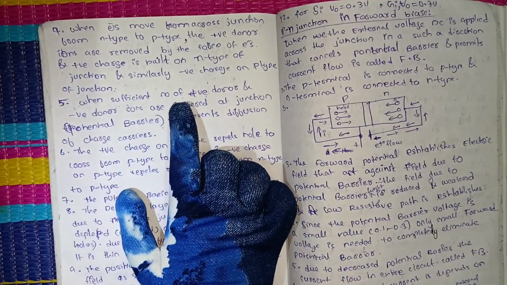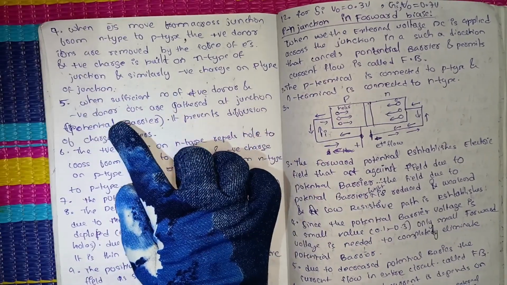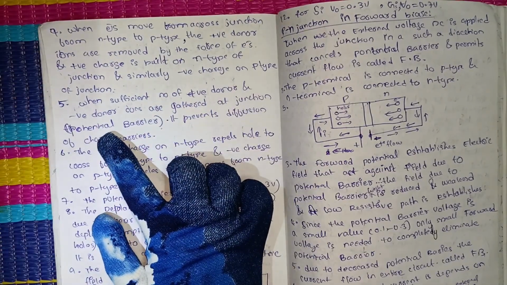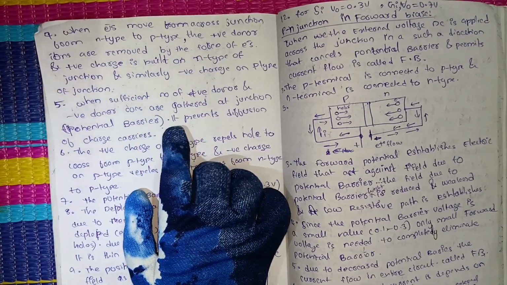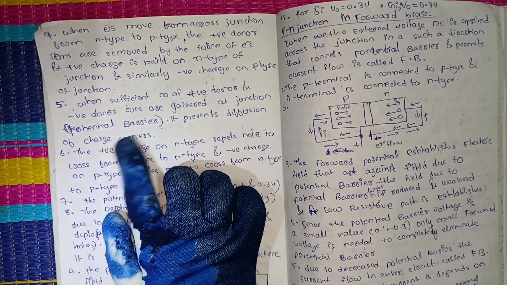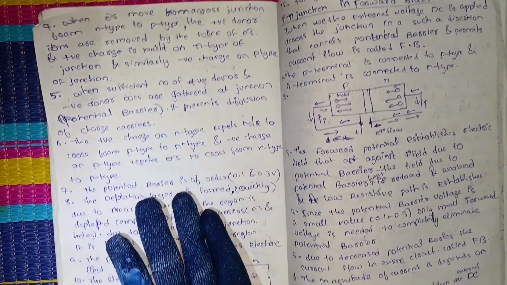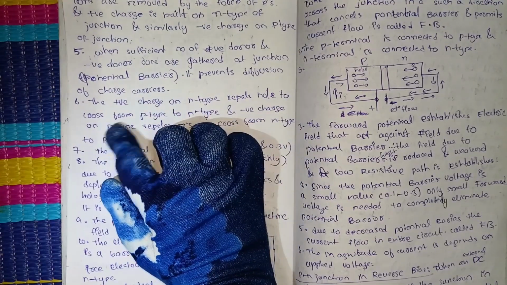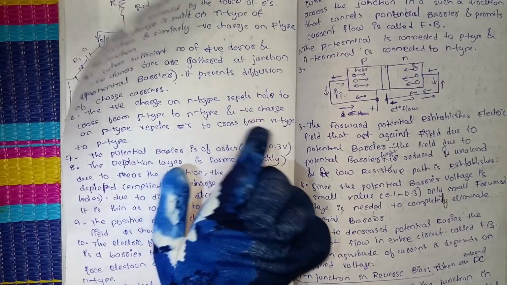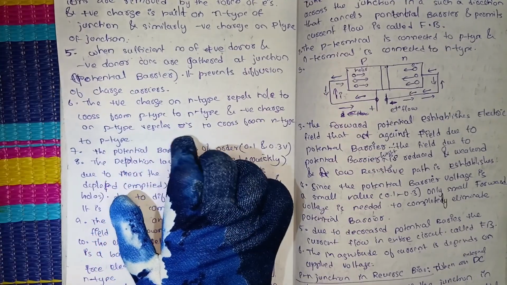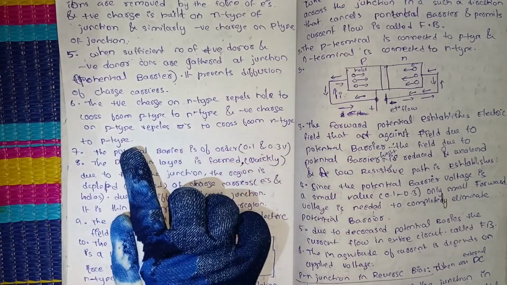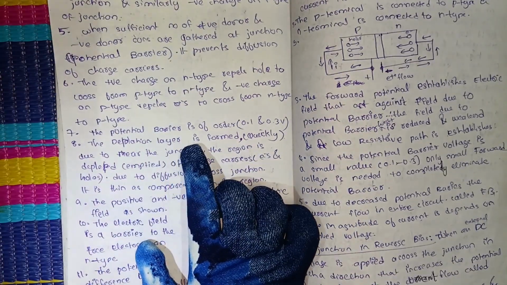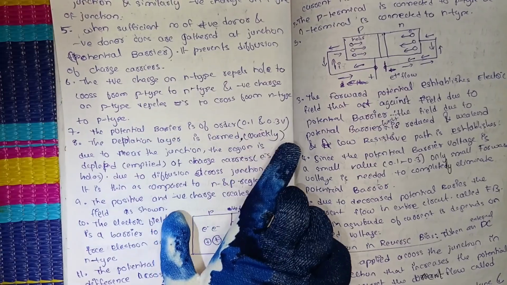So when a sufficient number of positive donor ions and negative acceptor ions are gathered at the junction, this is also called potential barrier. It prevents diffusion of charge carriers. The positive charge on n-type repels holes from crossing from p-type to n-type, and negative charge on p-type repels electrons from crossing from n-type to p-type. The potential barrier is of the order 0.1 to 0.3 volts.